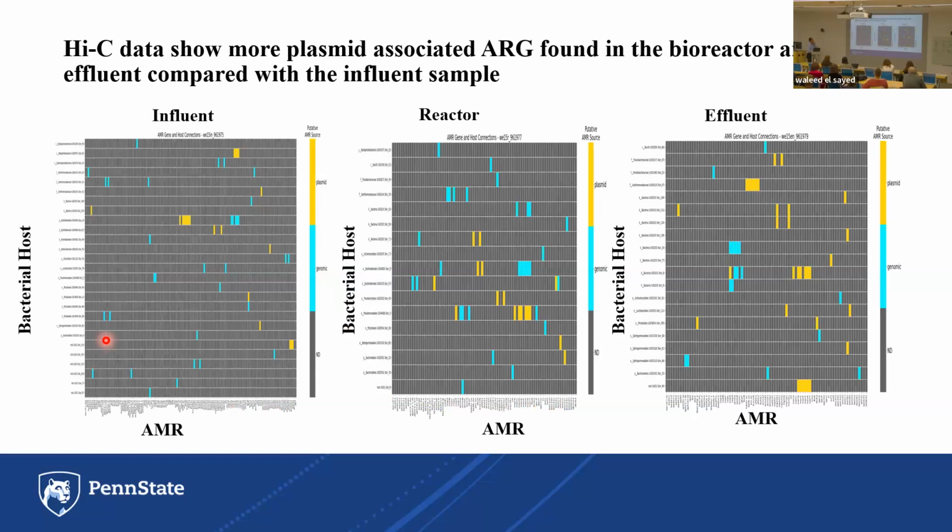This figure is coming from the Hi-C data. Since we have a lot of Hi-C data, we have not finished our analysis yet. But from this figure, we can see there is a difference between the influent and the reactor. You can see here the resistance genes from plasmids are low in the influent in comparison with the reactor and effluent. That means the transformation of resistance genes occurred in the reactor and contributed to the effluent.